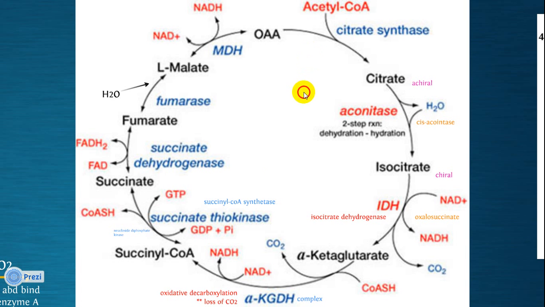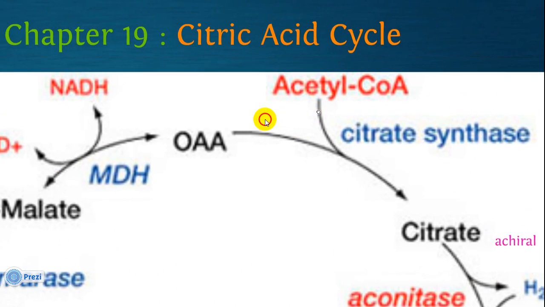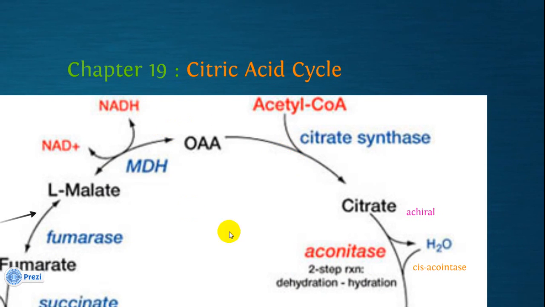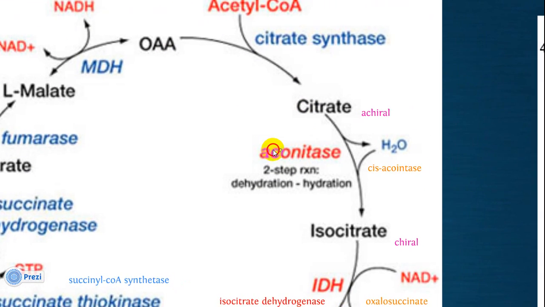Now to begin this cycle, the acetyl-CoA will react with oxaloacetate in the presence of an enzyme called citrate synthase. Remember from the rules that synthase is a type of enzyme that can make a new bond without the need for energy. So this enzyme will make a bond between the acetyl-CoA and the oxaloacetate to produce a compound called citrate. Now the citrate will react with an enzyme called aconitase. This enzyme works in 2 steps.